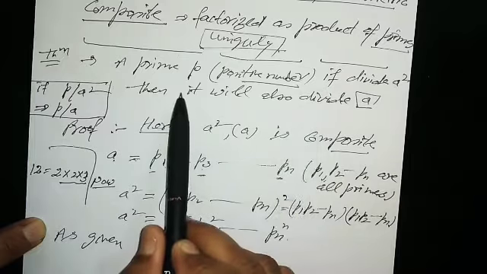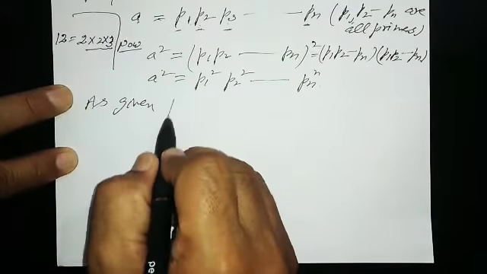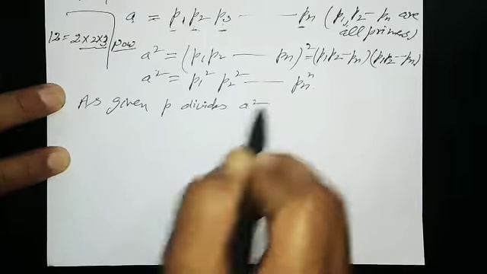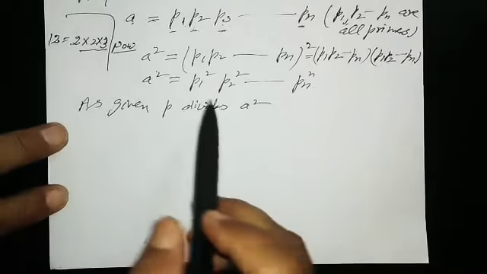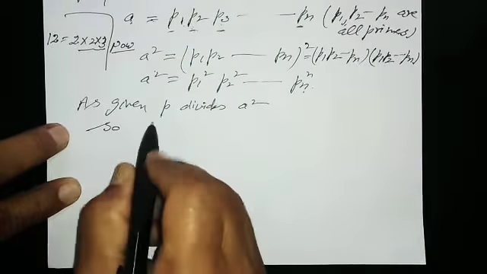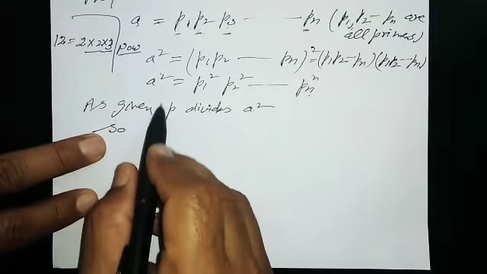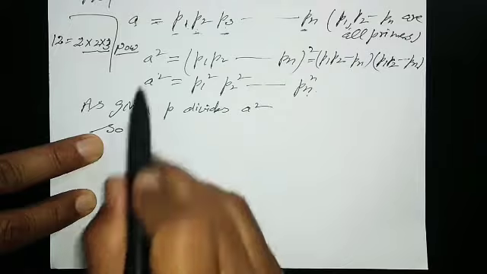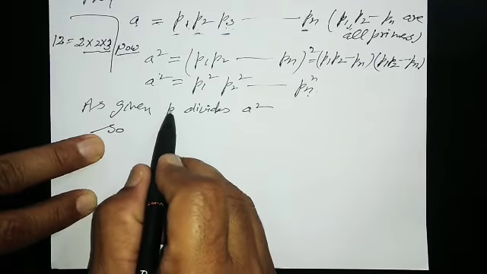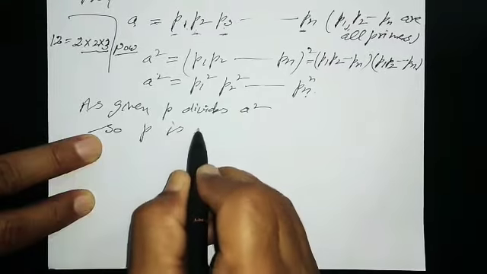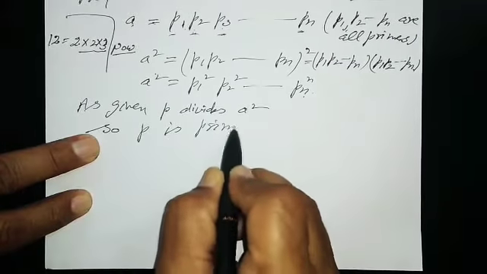A square is divisible by p, right? As given, p divides a square. And what is a square? A square is this. So p divides a square, so p is a prime factor of a square.